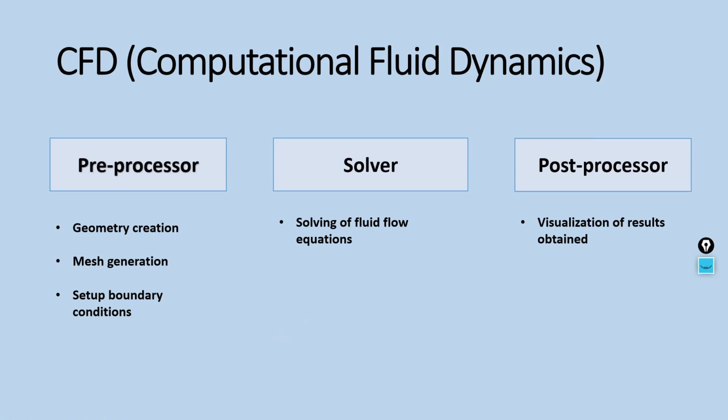In preprocessor, we create geometries. We then generate mesh from the created geometry, and we set up the boundary conditions. In solver, we solve the fluid flow equations, and in postprocessor, we visualize the results that we obtain after solving. Now let's have some brief insights of these processes.